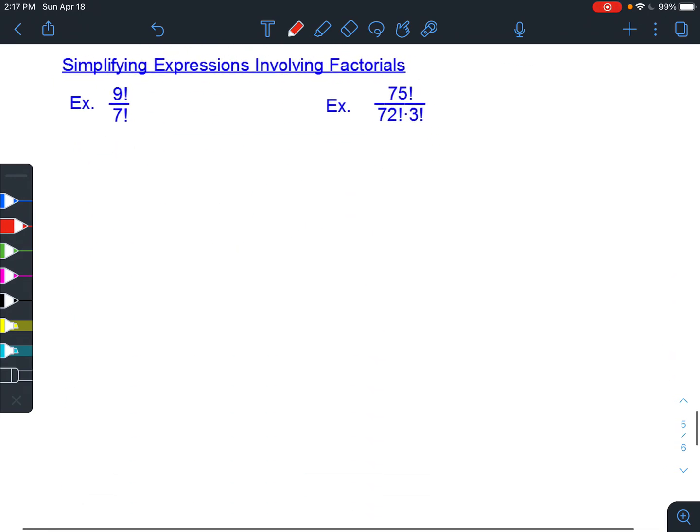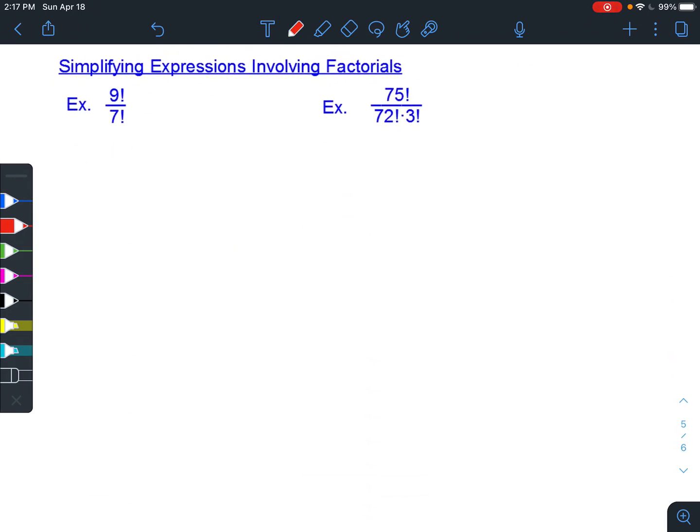Alrighty, getting close to being done, but here we go. Now simplifying expressions involving factorials. In certain situations, you can actually work these things out without a calculator. That's the case I'm going to take here, to a degree at least.